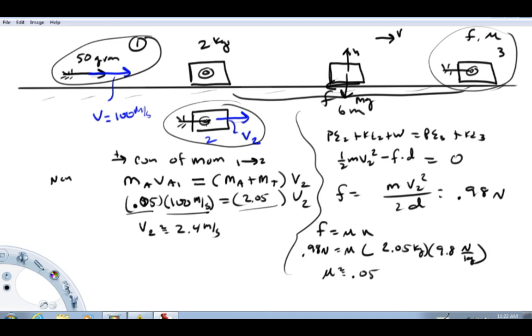And then from 2 to 3, we can recognize that the kinetic energy of the system is being dissipated or changed by a frictional force doing work, and that's what allows us to write this work energy theorem. Again, we could have also drawn a velocity graph and kind of worked it that way.